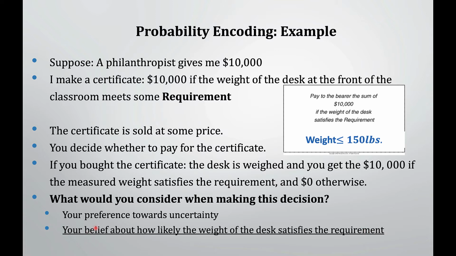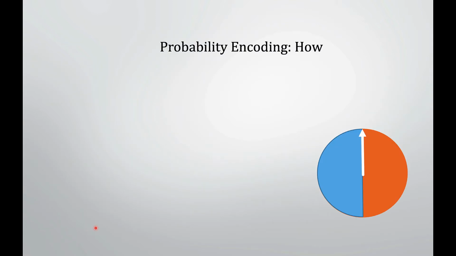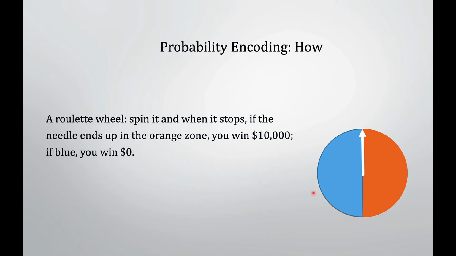So in order to do that, we're going to talk about a roulette. Okay, so how do we encode probabilities? We need to get the help from a roulette like this. This is what we call a roulette wheel. If we spin it with great force, and when it stops, if the needle rests in the orange zone, you will win $10,000. If the needle rests in the blue zone, you will win $0.